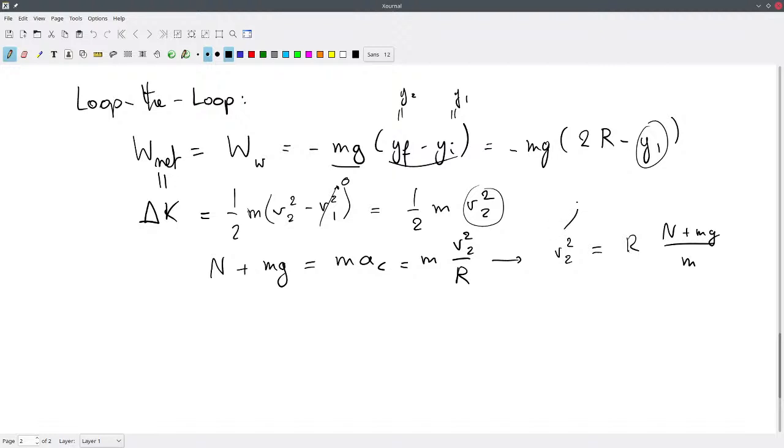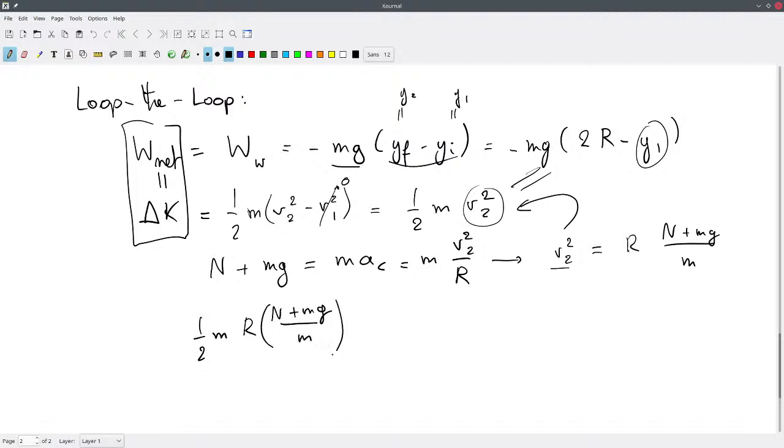So we can now plug in our v2 squared here, and then set those two parts equal, and that will give us an equation, right? So delta K is the net work done, which gives us the expression 1/2 m times r (N plus mg) over m is equal to minus mg (2R minus y1).